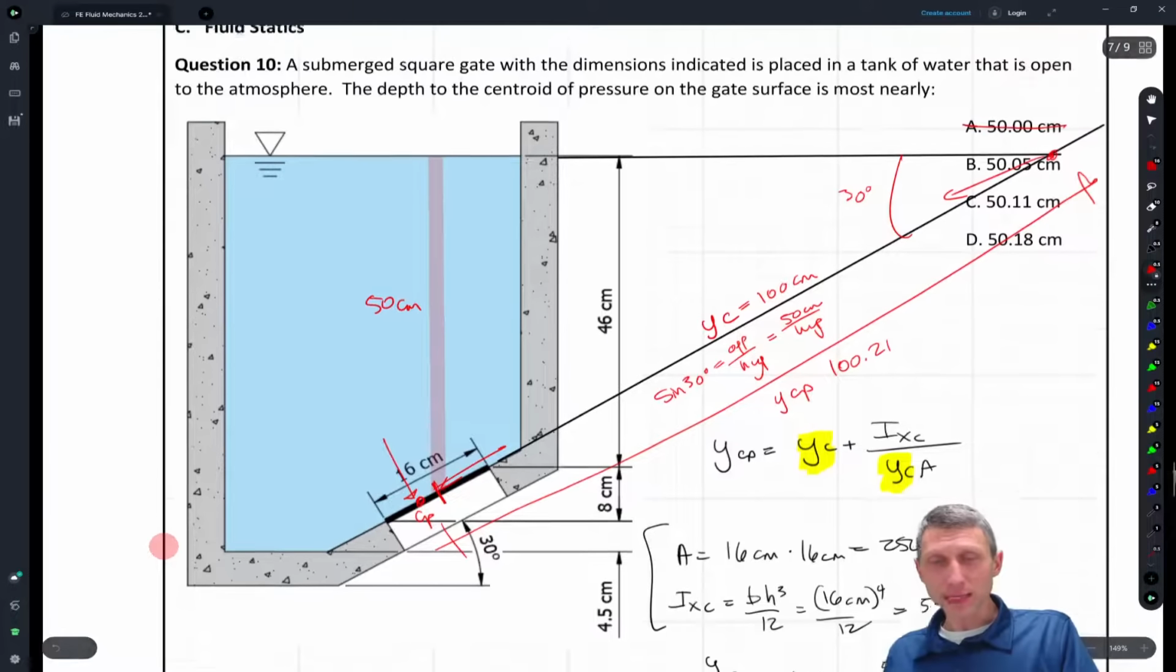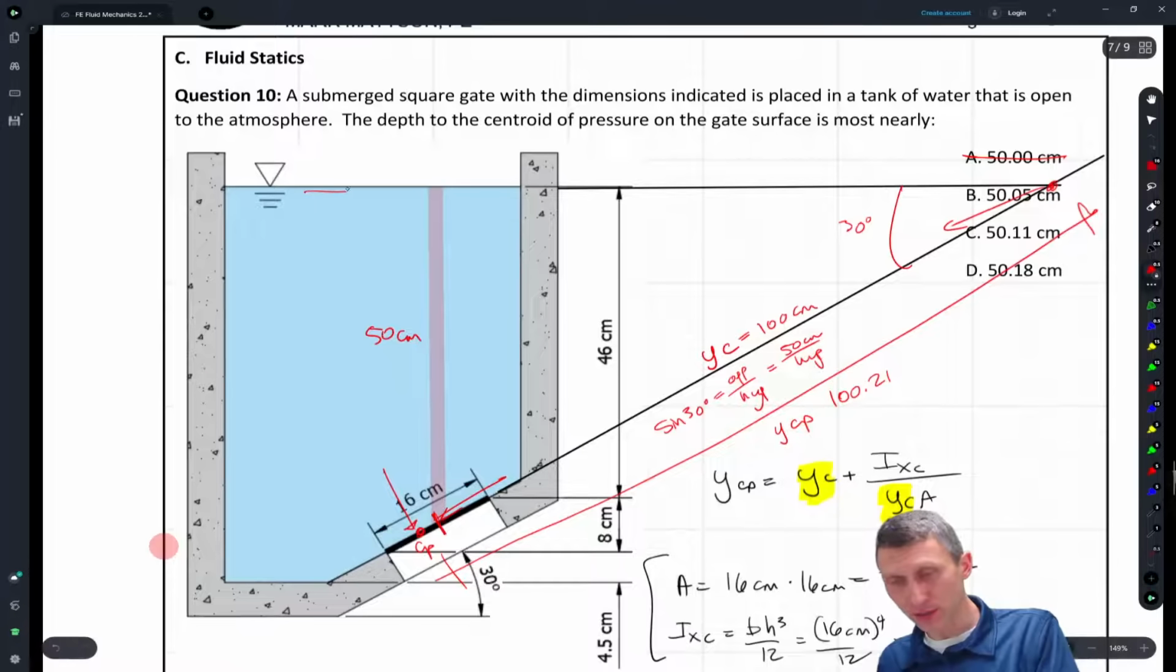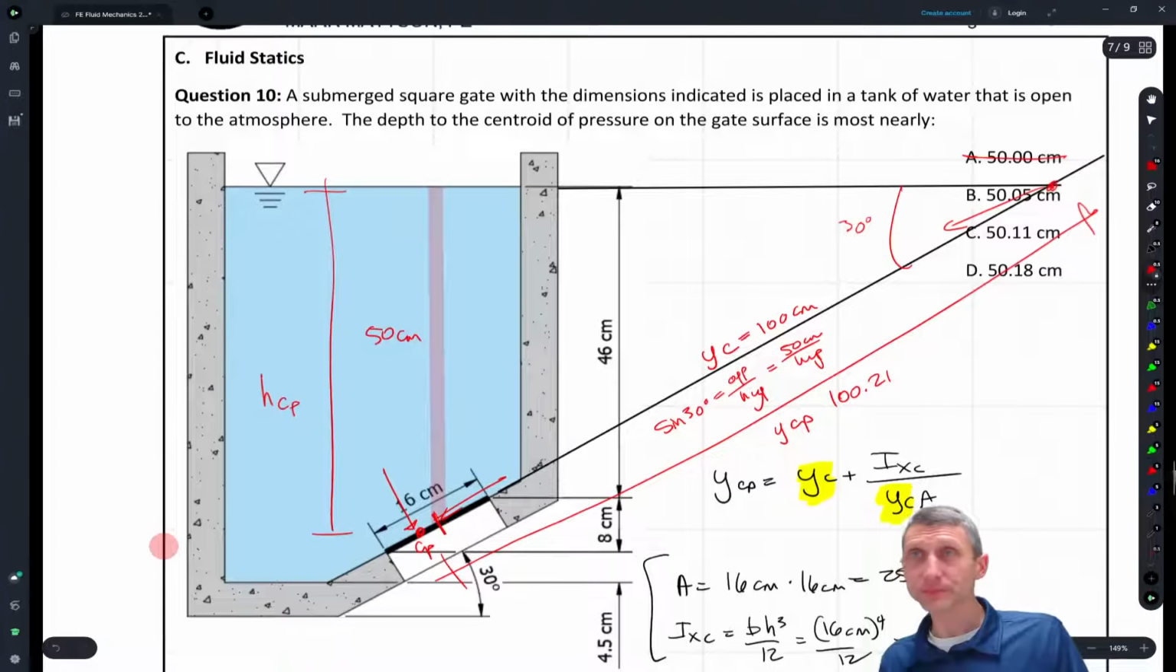But that's not what the problem asked for. The problem asked for the depth, the center of pressure. So it wants this depth. This is Y. Well, actually, let me call this the height, the center of pressure, right?